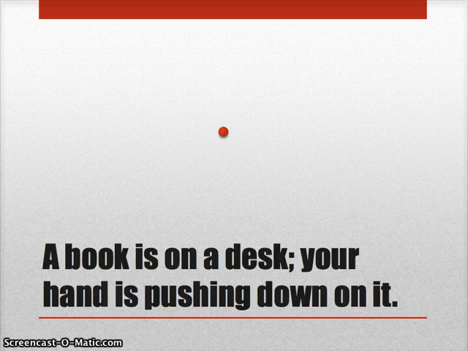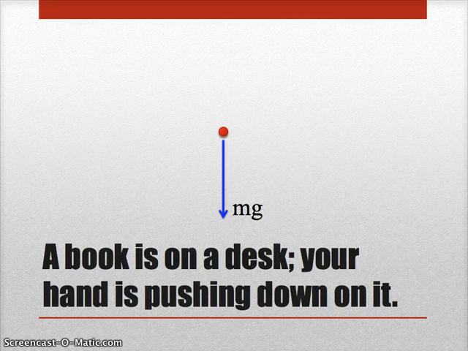All right, now let's look at a book on a desk, but now we are pushing down on the book with our hand. Again, the object has mass, and so there's going to be a gravitational force, or a weight, pointed downward, mg. Because we are pushing down, we would call that an applied force, and that force should be just drawn right next to the weight force. They're separate forces, so we shouldn't combine them into just a single arrow.